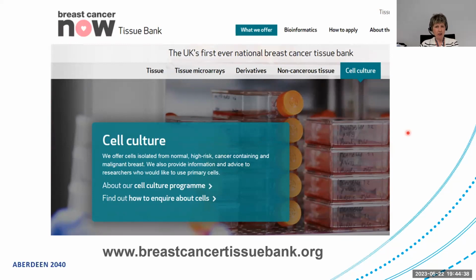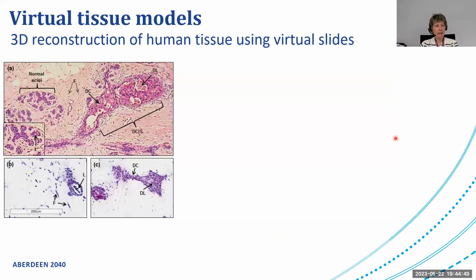So I'd like now just to switch gear a little bit. Up till now, I've talked all about using cells and using human tissues to develop models to study breast cancer. What I'd like to spend the next few minutes talking about are so-called virtual tissue models. And this is 3D reconstructions of human tissue using virtual slides. So the slide that I showed you at the very beginning of this webinar was a section of human tissue. It was a digital whole slide image that had been scanned in. And increasingly nowadays, we're able to do that.